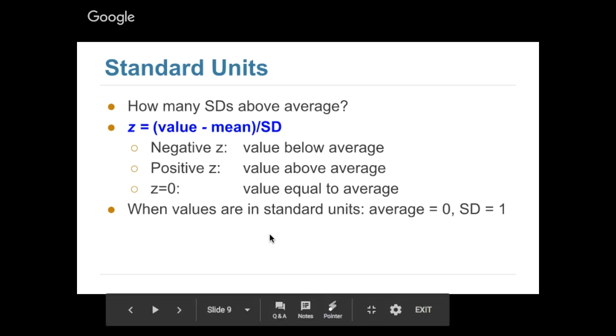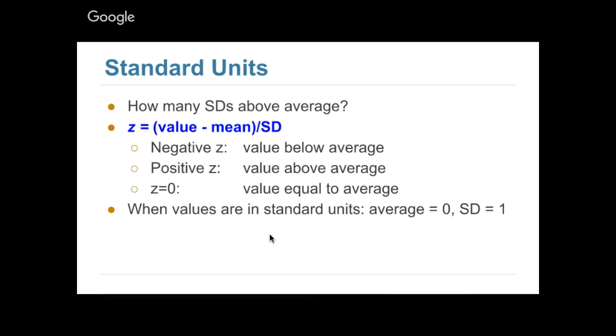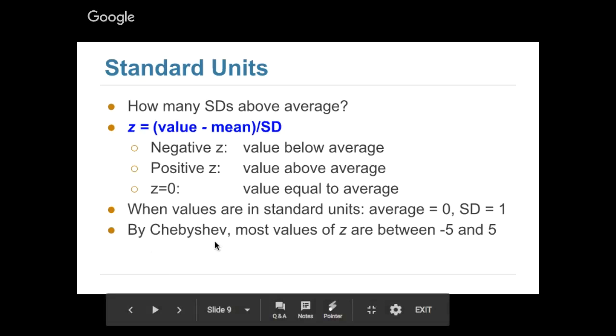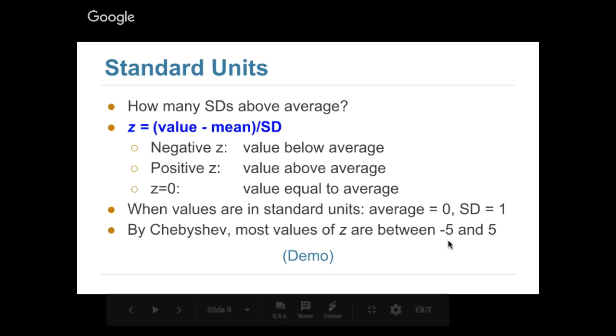Okay. The convenient thing about converting to standard units is that I'm essentially shifting the histogram over so that it's centered at 0. And then I'm adjusting the spread of that distribution so that the standard deviation is 1. Which is really convenient. Which means that by Chebyshev's inequality, no matter what distribution I have, most values of z are between -5 and 5, because this is a measure of how many standard deviations away I am. So most of my values are within plus or minus 5 standard deviations of my average. Okay, let's take a look at that.